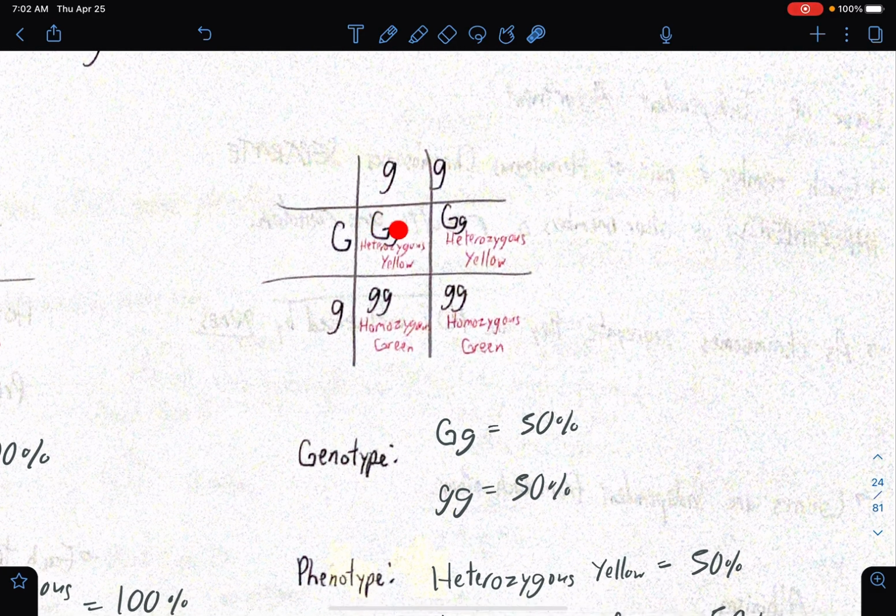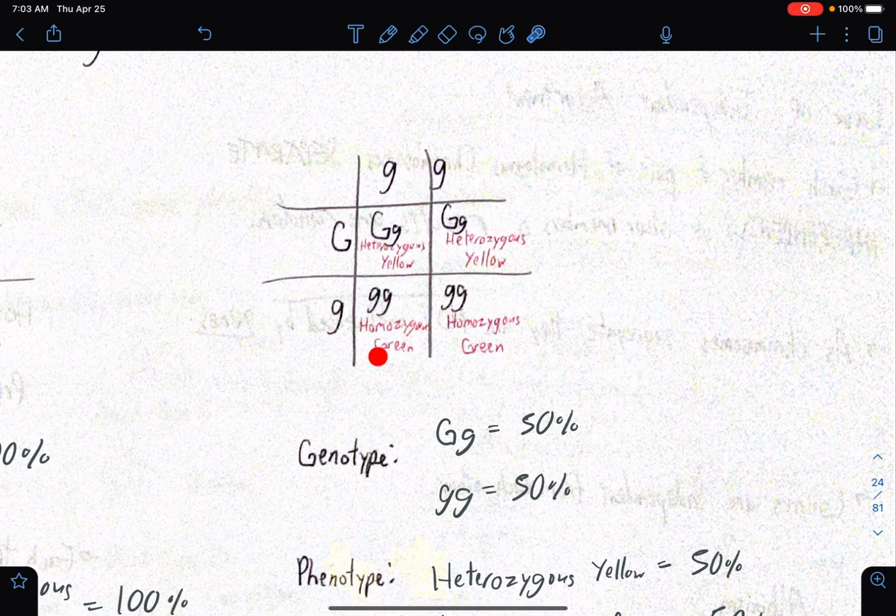So capital G small g, capital G small g, small g small g, small g small g. Since we have 4 boxes, 100% is equivalent to 4 boxes, and 2 of them are heterozygous yellow. So capital G small g is equal to 50%, and small g small g is equal to 50%. And yeah, what I said earlier was correct.